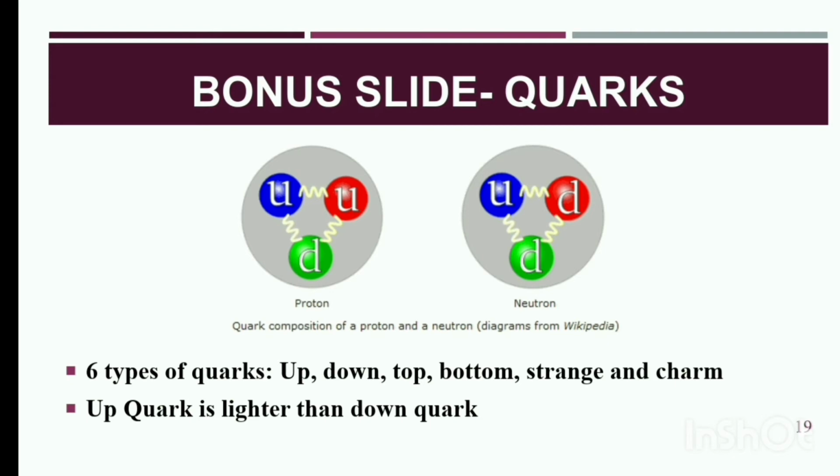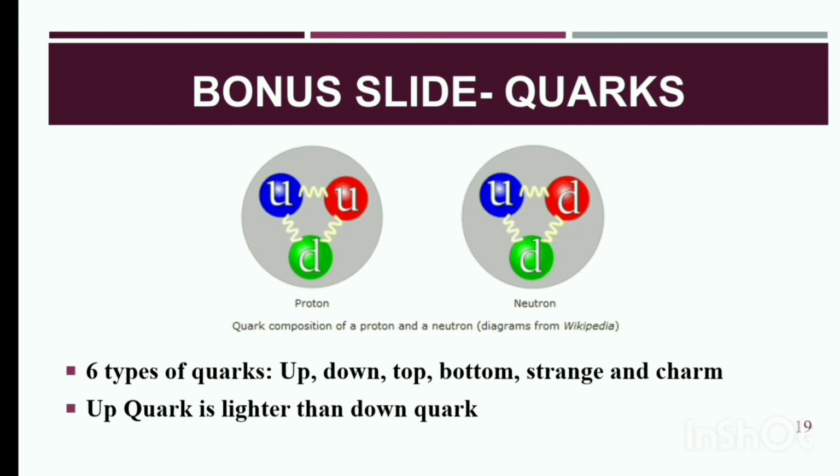So our proton consists of two up quarks and a down quark, and a neutron consists of an up quark and two down quarks. What you have to remember here is that the up quark is lighter than a down quark, or a down quark is heavier than an up quark. Here you can see from the picture the blue, the up quark, and there is an up quark and up quark, and the green, down quark and down quark. And the only thing different is the red, that is a proton has a U, that is up quark, whereas a neutron has a D, that is a down quark.